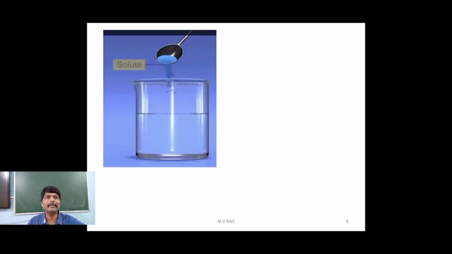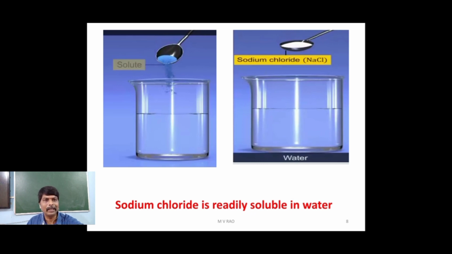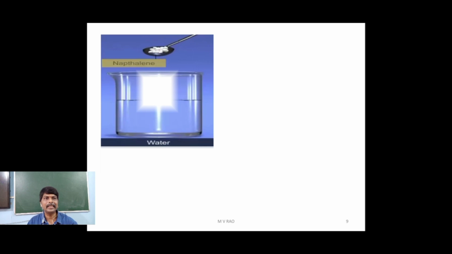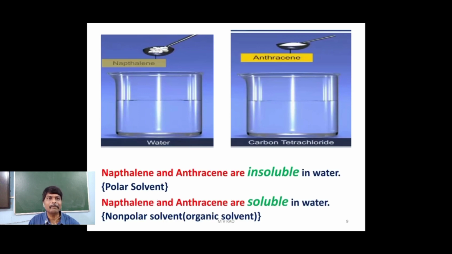So let us see why this has happened. You take a solute, sodium chloride, and try it in water. It is soluble. Sodium chloride is readily soluble in water, as already seen. Next you see naphthalene balls. You make naphthalene balls into powder and try it in water. Naphthalene in water is insoluble. Like naphthalene, one more substance is anthracene. Here I changed the solvent: instead of water I have taken carbon tetrachloride. This anthracene is soluble in carbon tetrachloride.